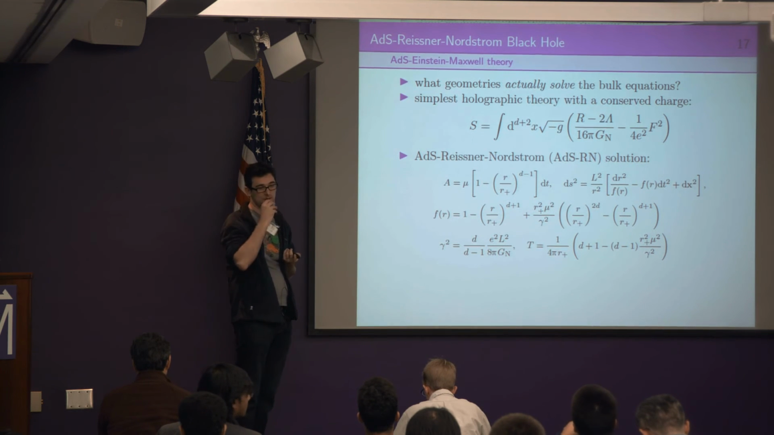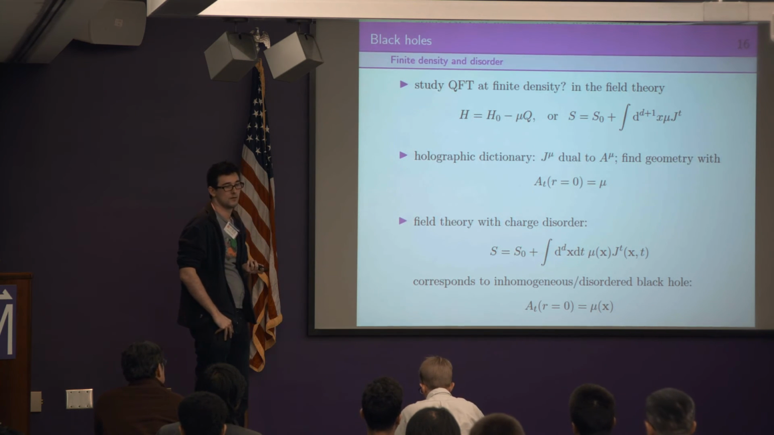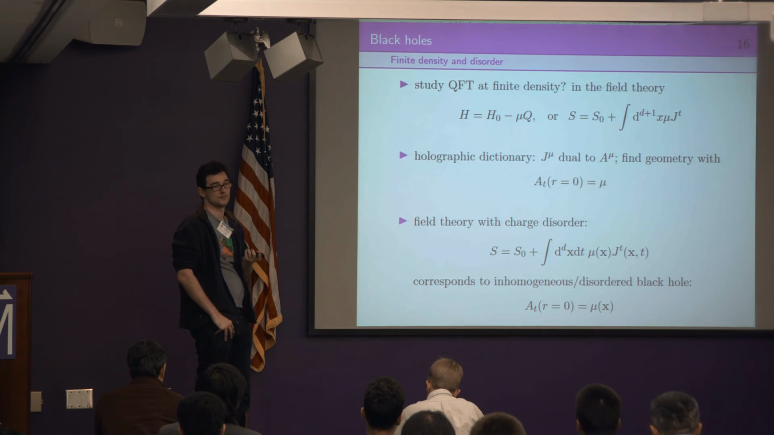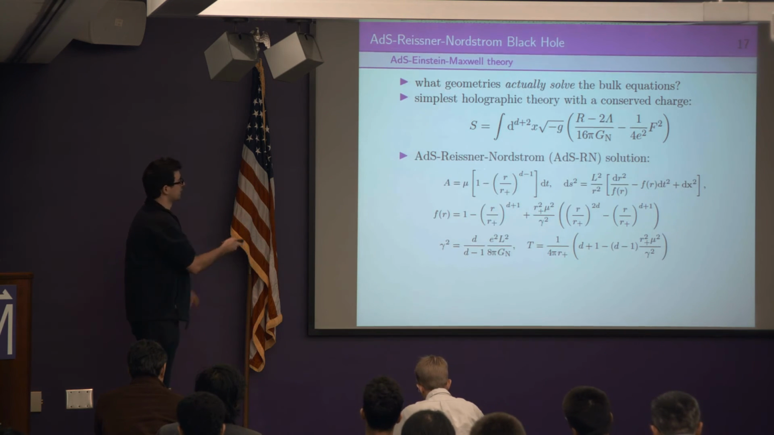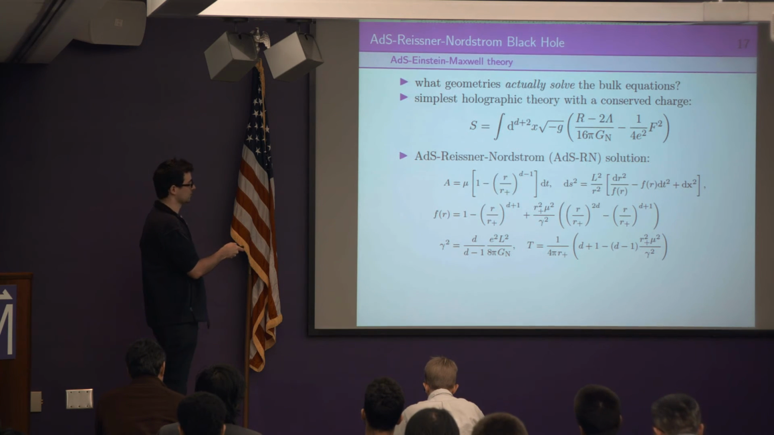I want to go back to the previous slide. When you're saying you cannot gauge it away, you're saying if I just try to gauge it away, then I'll have some trouble at the black hole. Yes. So for example, notice that here r_+ is the horizon coordinate. When r equals r_+, A vanishes.